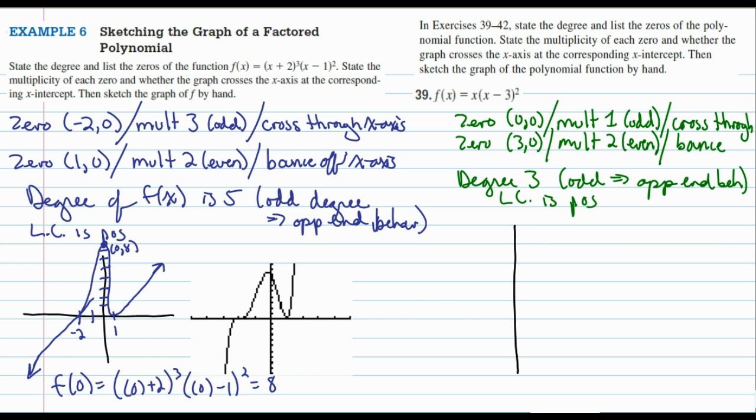So, let's start with my end behaviors. Since this is an odd degree polynomial, it's going to have opposite end behaviors. The left one is going to go down, just like y equals x cubed. And the right one's going to go up because that leading coefficient is positive. We didn't flip those over the x-axis. They stayed the same. Now I have 2 zeros. One at 0, 0. So I'm going to put a little dot there. And then another 0 at 3.